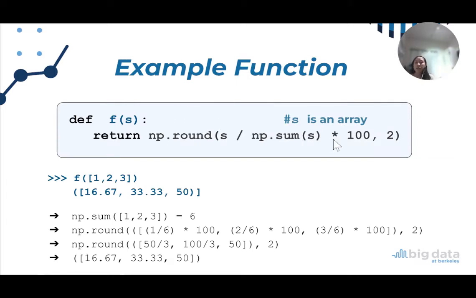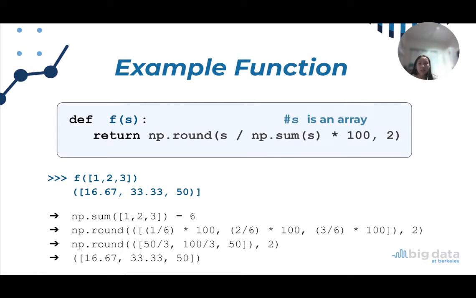So one example of another function is def f(s), and then you can see there's a colon, which is really essential as well. Return np.round(s / np.sum(s) * 100, 2), so rounded to 2 decimal places. In this case, we can see in our comment, s is an array, that what will be inputted into this f function is an array. So if we call f of 1, 2, 3, we will get 16.67 since it's rounded to the second digit, 33.33, which is rounded to the second digit, and 50.